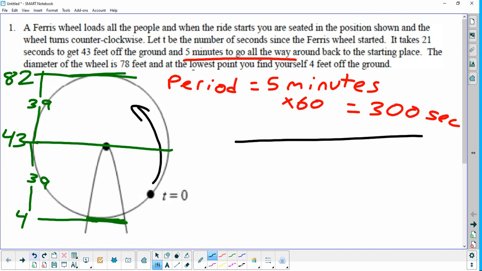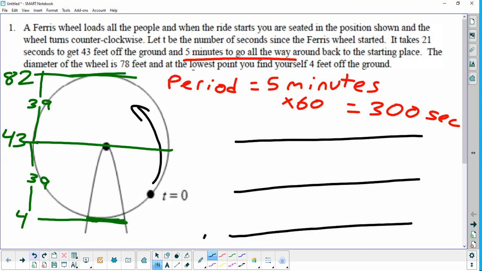So, notice we've got our 3 lines, just like we did with similar problems to this. You got your 3 lines. That's how you start your graph. This one's at 4, this one's at 43, this one's at 82. So we got our maximums, our minimums. We even know our amplitude in there.